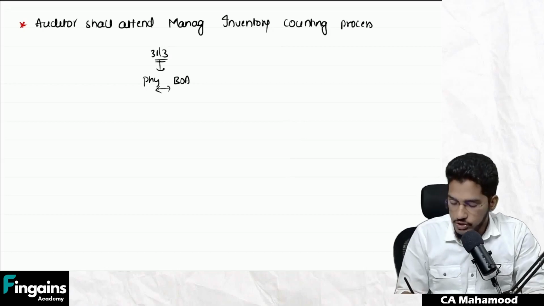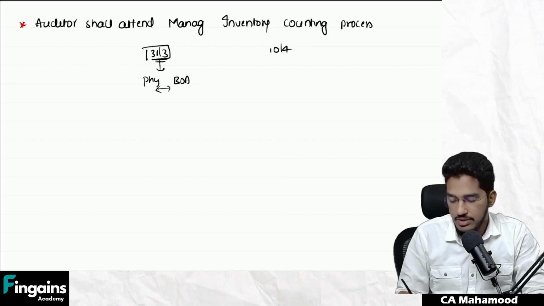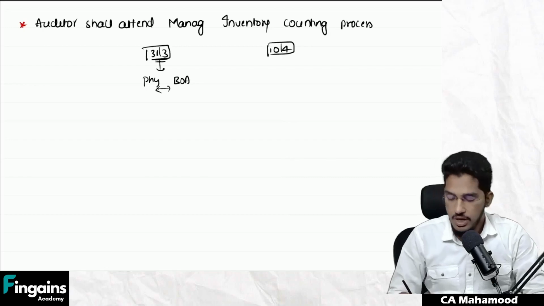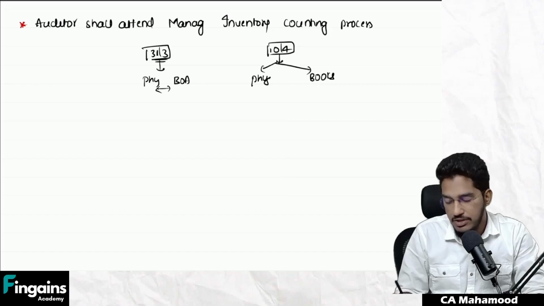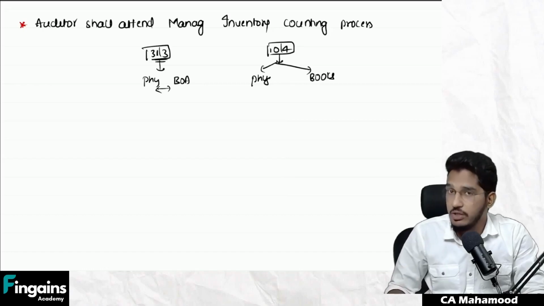Assume that management is doing the inventory counting on 10th of April. They are not doing it on 31st of March. They are doing the counting on 10th of April. Now, the stock which is physically lying as on 10th of April and the stock as per the books as on 10th of April are both matching. But with this, your responsibility will not get over.